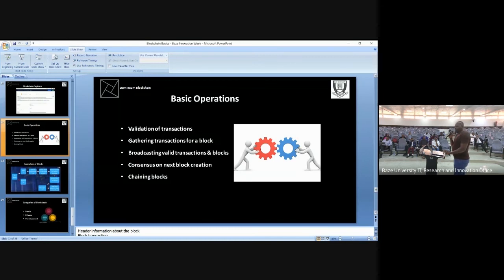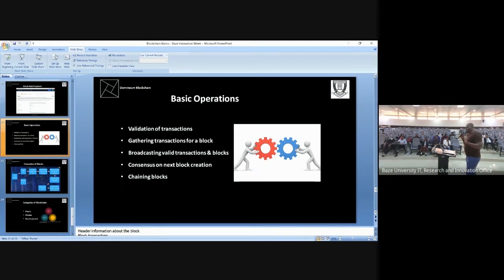Okay, still the basic operation. I talked about how it will validate your transaction. It will gather all the transactions and form a block. When it's up to one block, it puts it there. It will then broadcast it to all the nodes. And there has to be a consensus. And let me say this, when we say consensus, that's what we call mining. I'll just explain because you're going to hear about it.